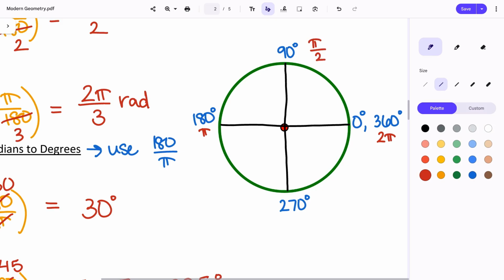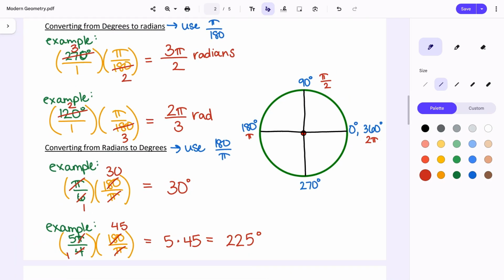What about 270? If you don't remember, didn't we do 270 up here somewhere? Our very first example, I gave you 3 pi over 2. Those are probably the most common radians when you think about a circle. But again, there are others.